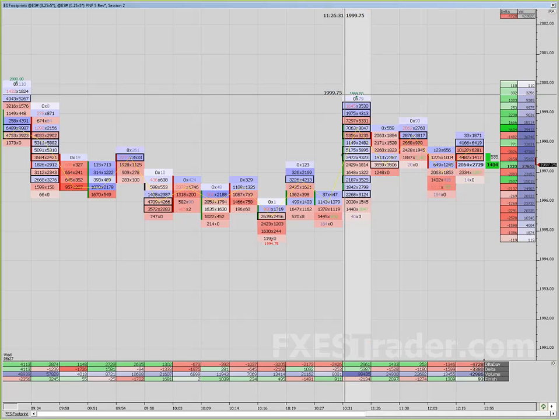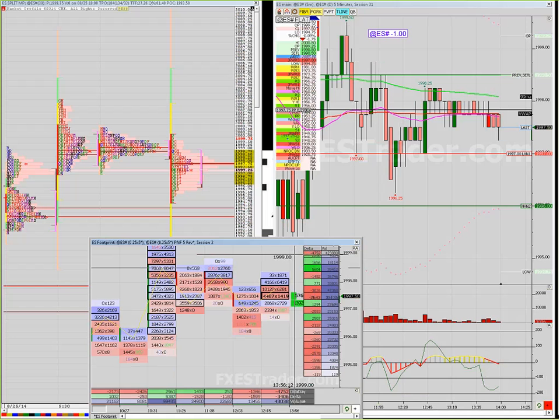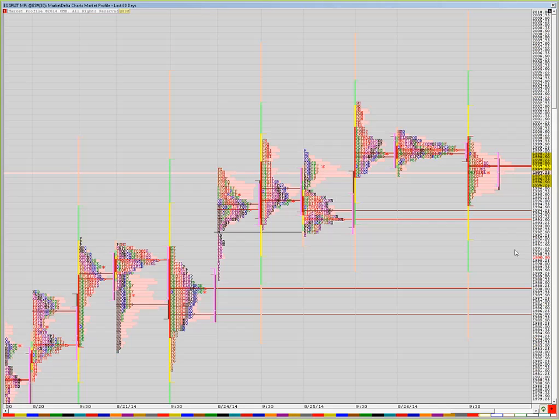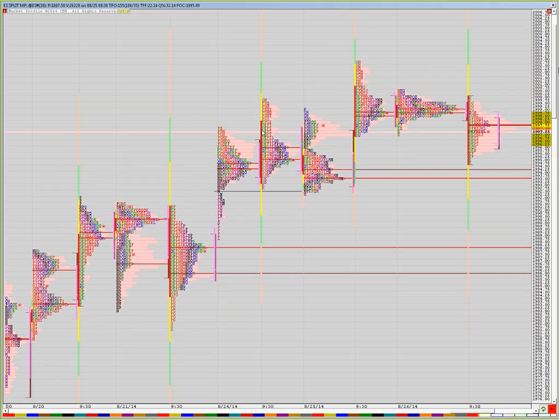So you can see as we come up against 2000, and granted, it's always difficult to just start into a footprint discussion. We really like to take a look at what's going on as far as the auctioning process. But essentially, look at how many sessions we've bounced up against 2000. We could see some double TPOs on yesterday's high, triple TPOs on the Globex high.